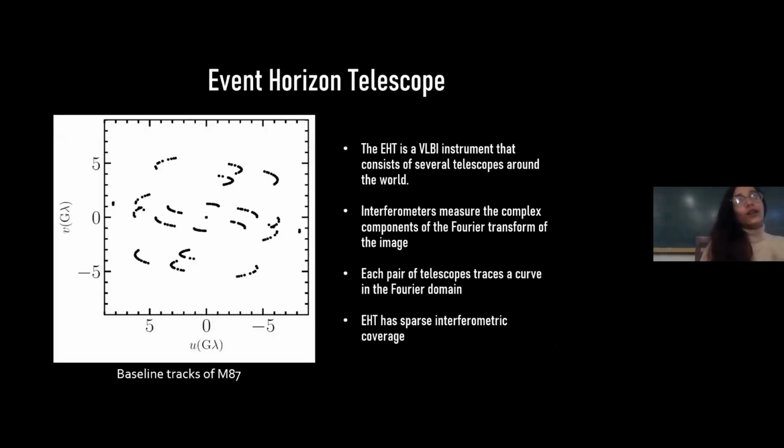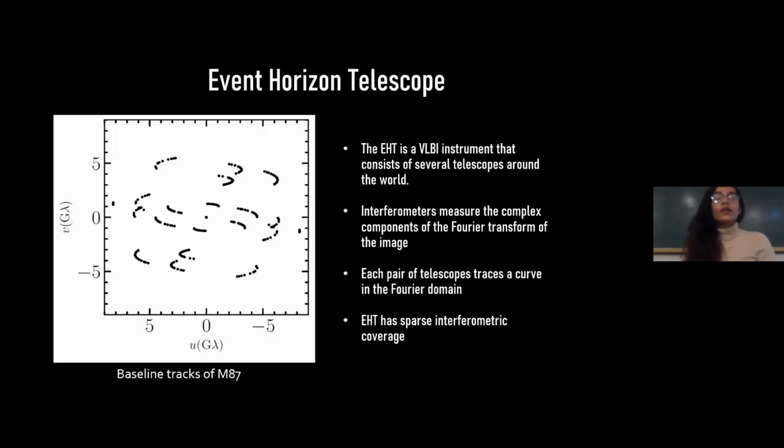So the Event Horizon Telescope is a VLBI instrument. Why we need this technique at all is because the sources that we're trying to observe are very small in the sky. It's like taking a photograph of an orange sitting on the moon. So it's very hard, and we need a telescope with a very high resolution. The resolution that we're trying to achieve needs a telescope which is as big as the Earth, which is obviously not physically possible.